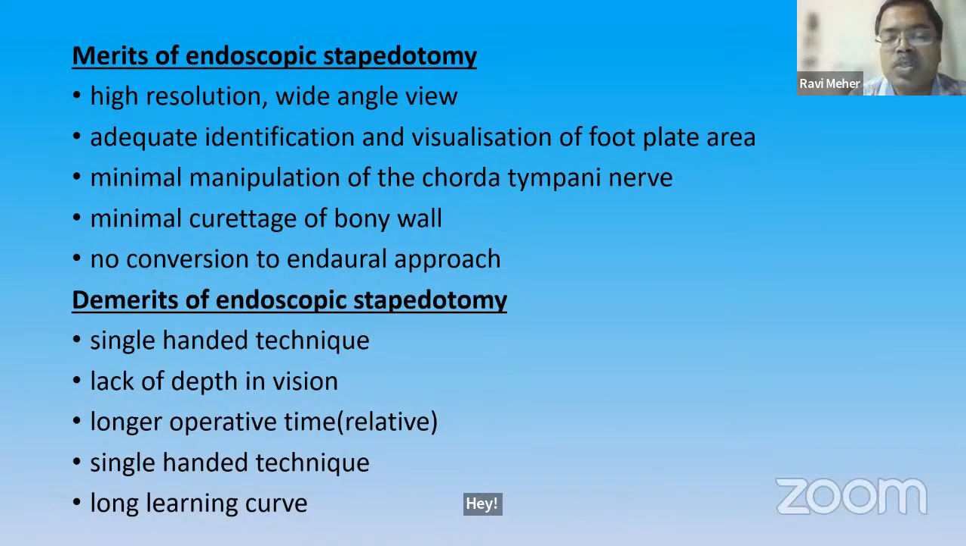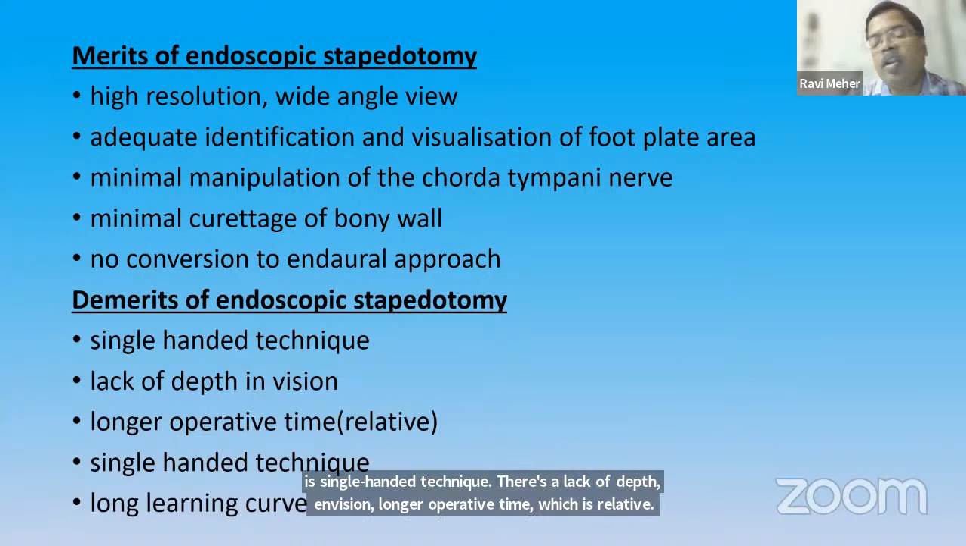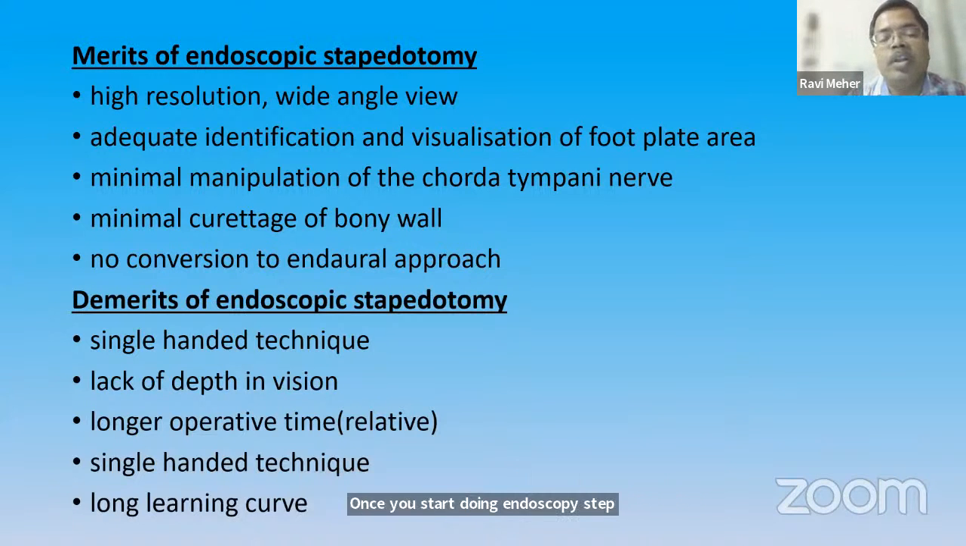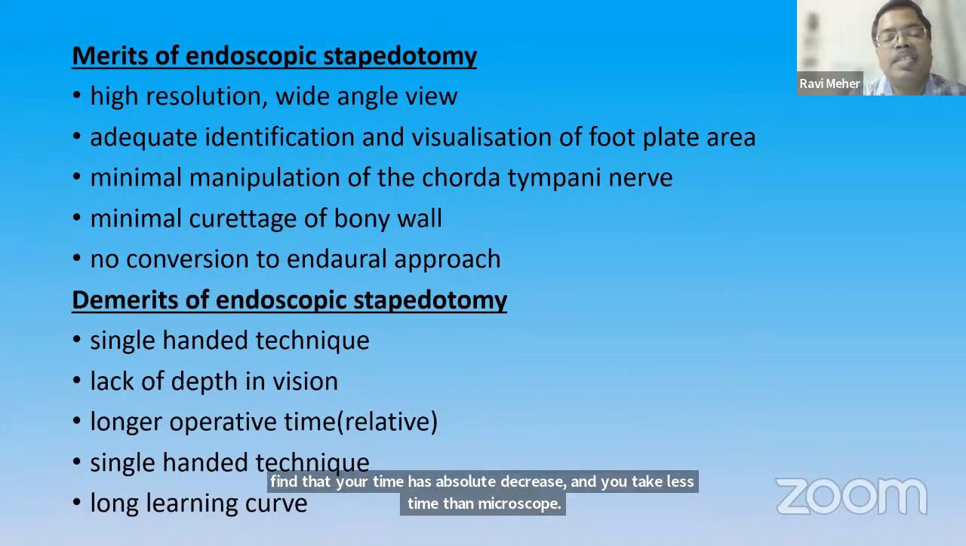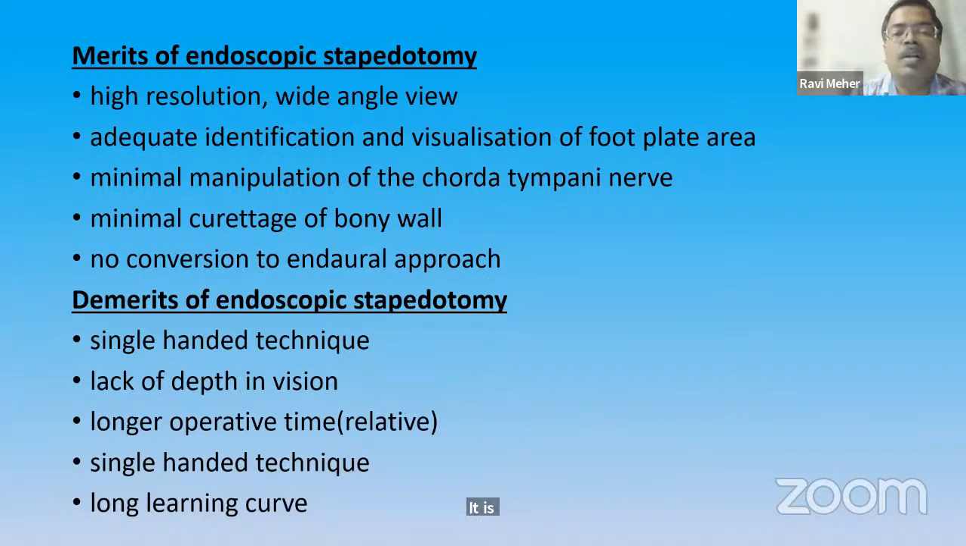There are demerits also. The problems are that it is a single-handed technique. There is a lack of depth in vision, and longer operative time, which is relative. Once you start doing endoscopic stapedotomy, you will find that your time has actually decreased and you take less time than with the microscope. It is a single-handed technique and has a long learning curve.